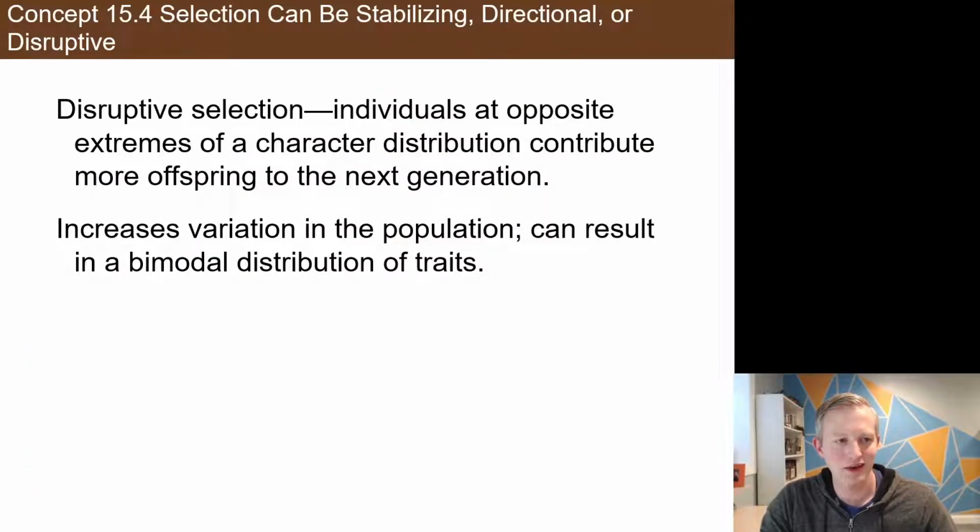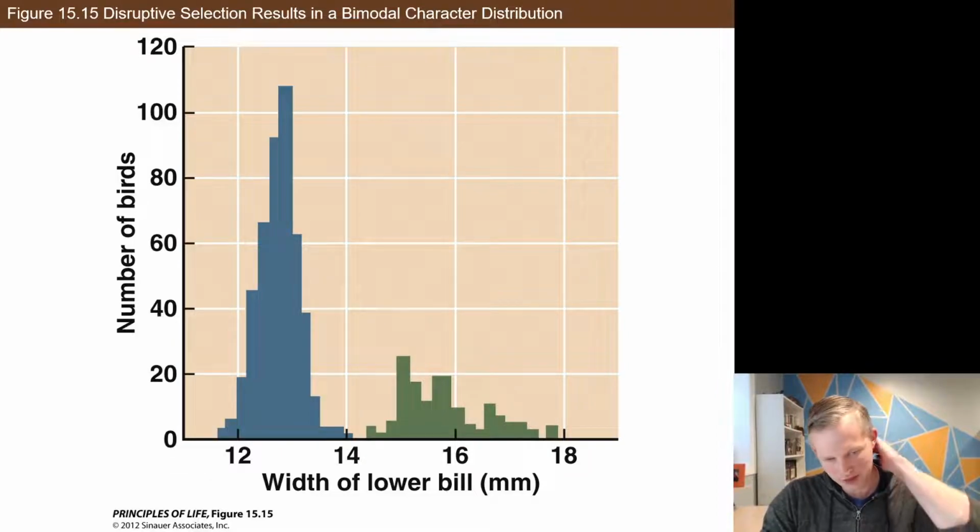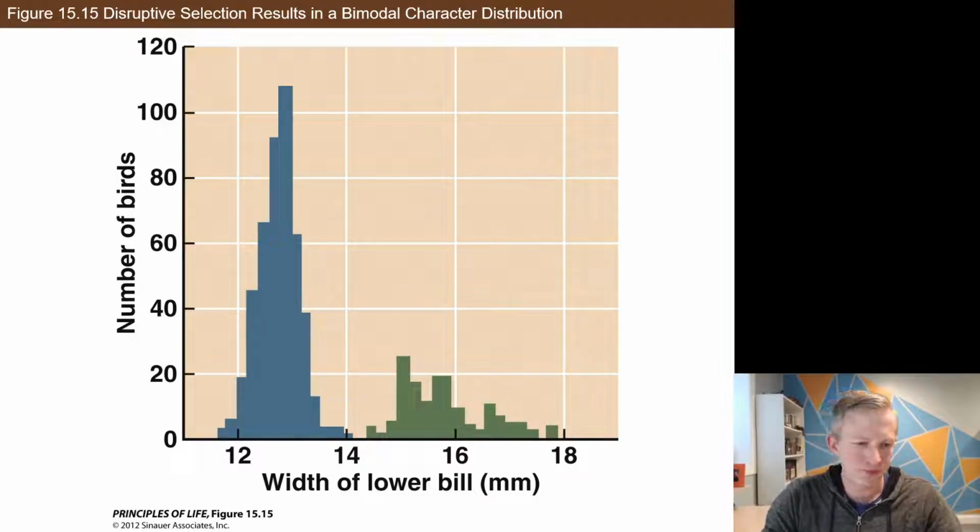I don't know, cows. Disruptive, I already kind of went over this, but with the finch example here, you get a larger width of the lower bill, maybe that's better for cracking open larger seeds, and the smaller one's better for reaching into crevices and finding small seeds, or maybe insects or whatever.